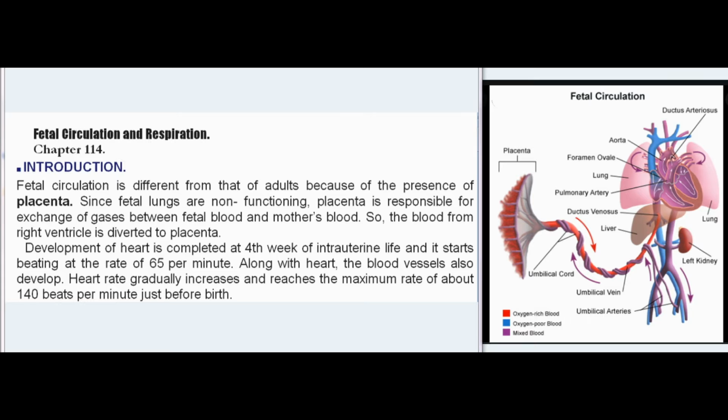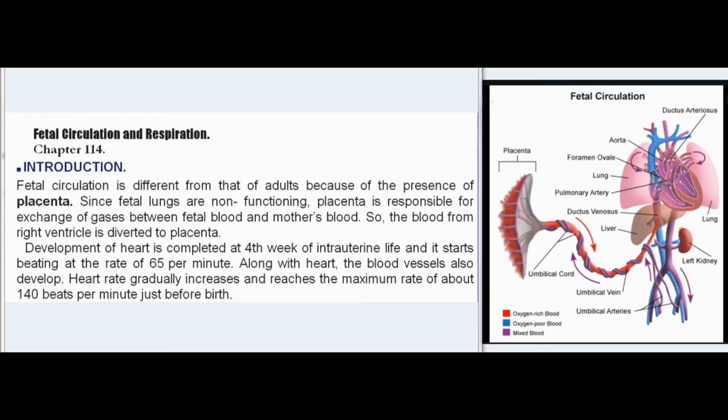Fetal Circulation and Respiration. Chapter 114. Introduction. Fetal circulation is different from that of adults because of the presence of placenta. Since fetal lungs are non-functioning, placenta is responsible for exchange of gases between fetal blood and mother's blood. So, the blood from right ventricle is diverted to placenta.